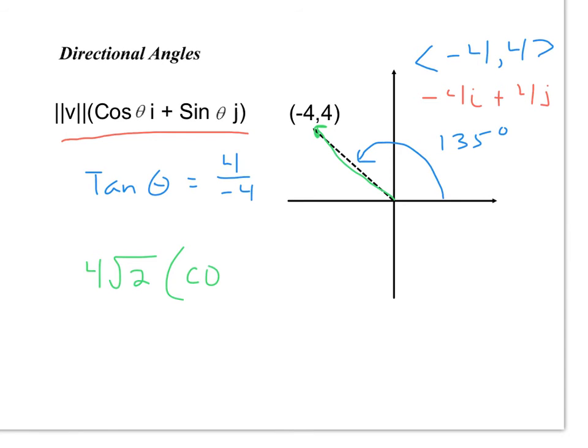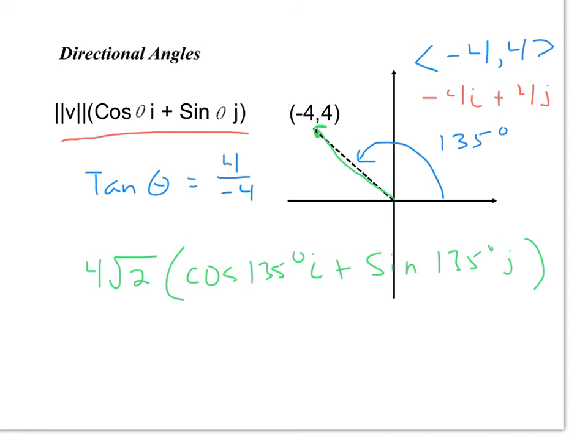cosine 135 degrees i plus sine 135 degrees j. So in red now, let me get my pointer, in blue, component form of this vector is negative 4, comma 4. Linear combinations of the standard unit vectors is negative 4i plus 4j.